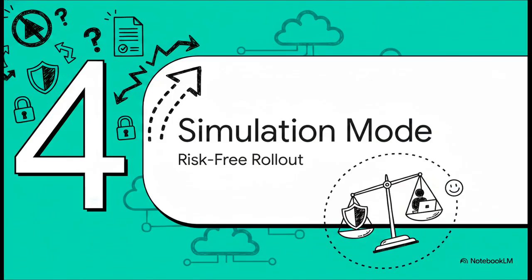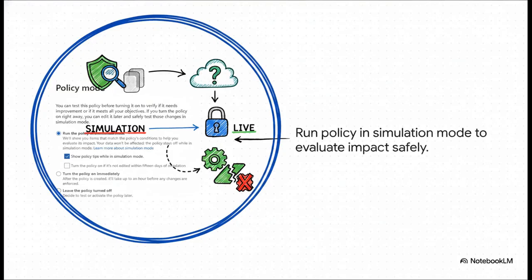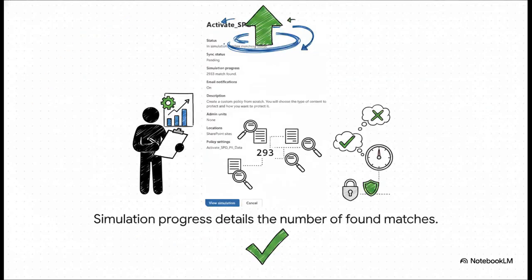Basically, your risk-free rollout. Now, what's really interesting here is a specific setting that is an absolute lifesaver. When you create your rules, always select Run the Policy in Simulation Mode. This is how you test blocking actions without causing a single bit of business disruption. Even if your rule's action is officially set to block, while it's in simulation mode, the system is only going to audit that action. And the workflow here is fantastic.